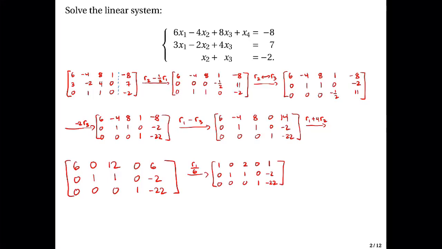Okay? So remember, this is your x sub 1 column, x sub 2 column, x sub 3 column, x sub 4 column. So from here, what we will get is the following. We have x sub 1 plus 2x sub 3 equals 1. And then we have x sub 2 plus x sub 3, that's equal to negative 2. And then x sub 4, this is equal to negative 22.